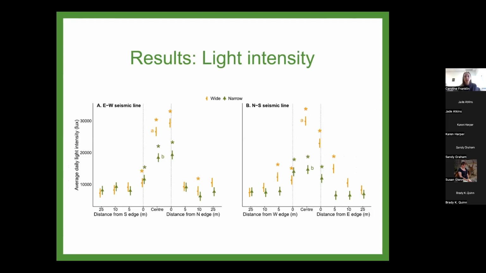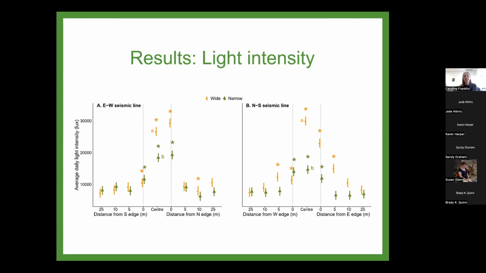So these are the results for light intensity. On the x-axis is the distance from edge, with the seismic line center in the middle of the plot. And then on the y-axis is average daily light intensity. The little orange circles are representing the results from the wide seismic lines, and the green triangles are representing results from the narrow seismic lines. And what we can see, as we would expect, is that light intensity was higher in the center of the seismic line compared to the adjacent forest.